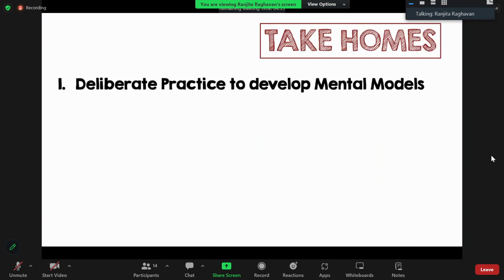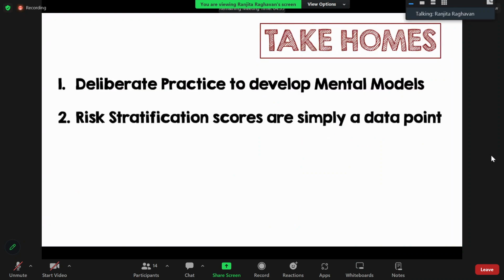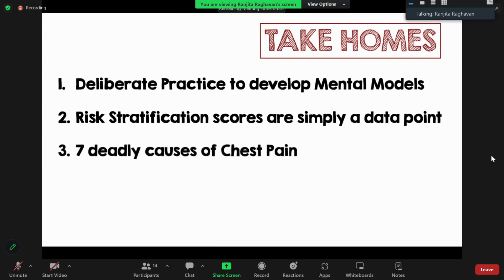So the take-homes for this lecture part of it is that we should practice to create those mental models and think about what you need to know and find out from your patient in order to figure out what kind of chest pain this is. And risk stratification tools are just going to be part of that thought process. It's not going to be the end all be all.